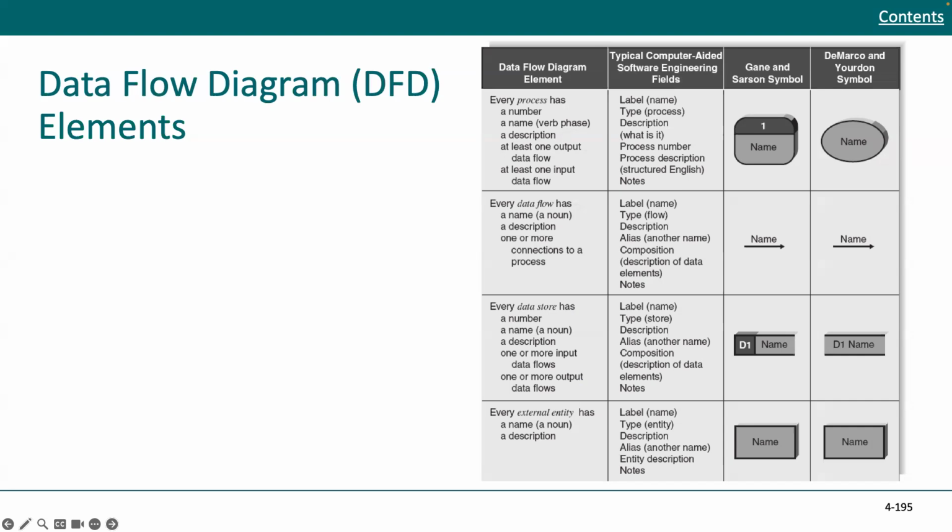There are 2 commonly used styles of symbols, one set developed by Chris Gane and Trish Sarson, and the other by Tom DeMarco and Ed Yourdon. Neither is better than the other. Some organizations use the Gane and Sarson style of symbols, and others use the DeMarco and Yourdon. For what we're going to be covering, we'll be using the Gane and Sarson. So this is the syntax that we'll be seeing as we move through this material, just to give you a perspective.